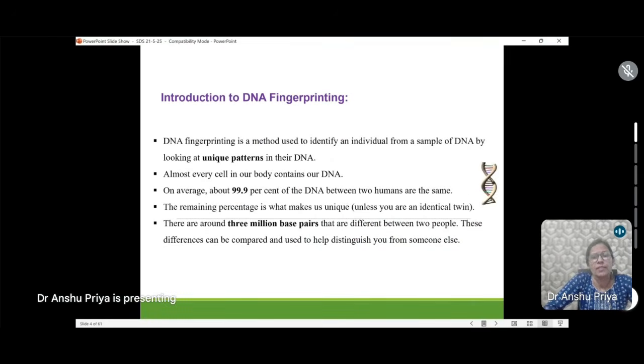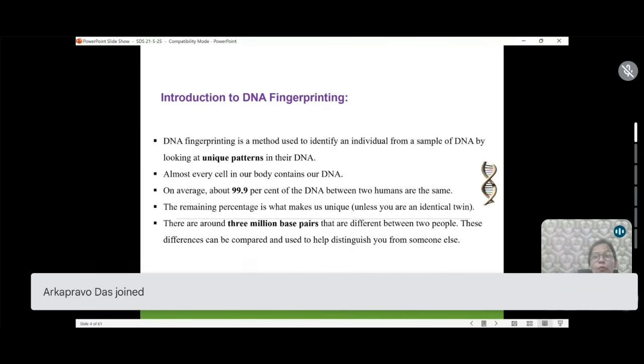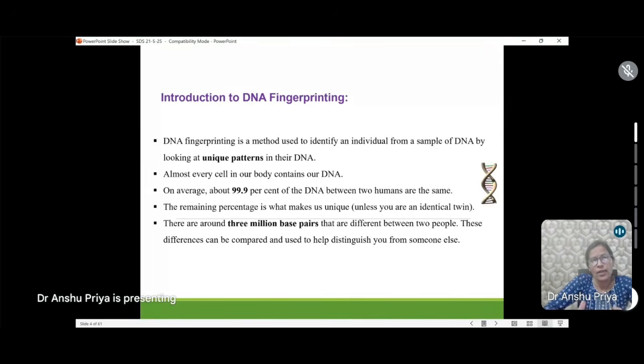So let's start the introduction part of DNA fingerprinting. DNA fingerprinting is also known as DNA genotyping. Sometimes it is also called DNA profiling, because we get the DNA profile after the analysis. That's why it is known as DNA profiling. And this is why this technique is called DNA fingerprinting.